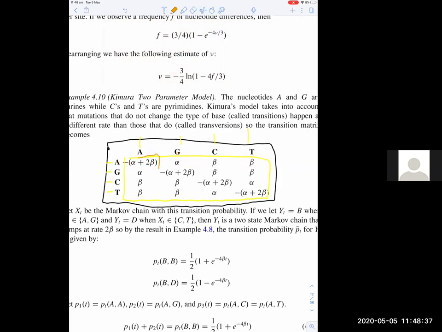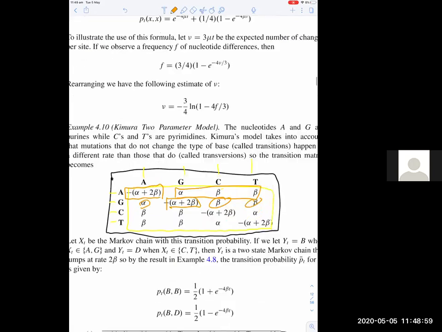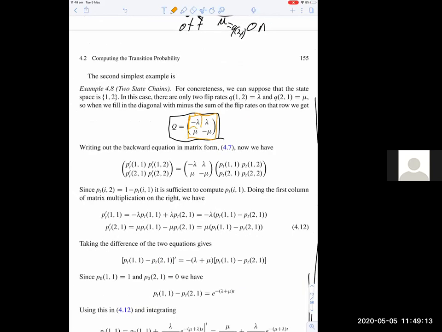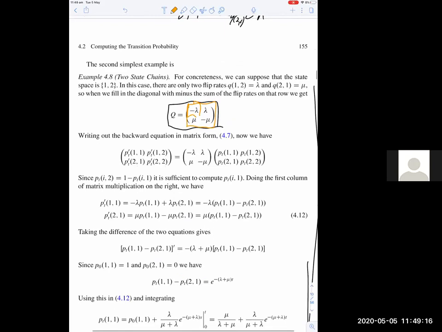So what do you have here in the diagonal? You simply have minus the sum of these, minus alpha plus 2 beta. So the sum of each row of a generator matrix is 0. A generator matrix is not a transition probability matrix. Look at this generator matrix: what's the sum of each row? Sum these two, you get 0. Sum these two, you get 0. So the diagonals don't really add other information, but they are the negative of the sum of the other off-diagonal entries in the row.